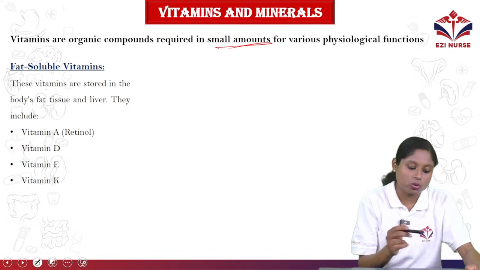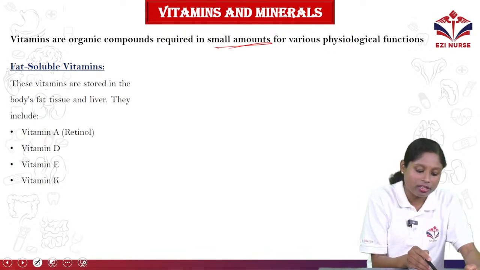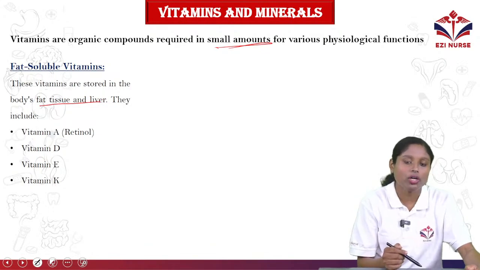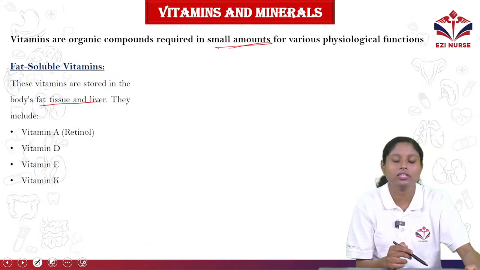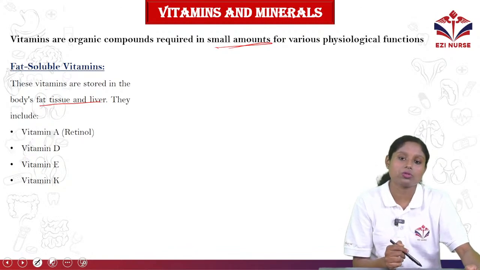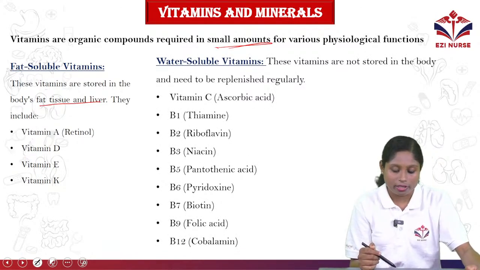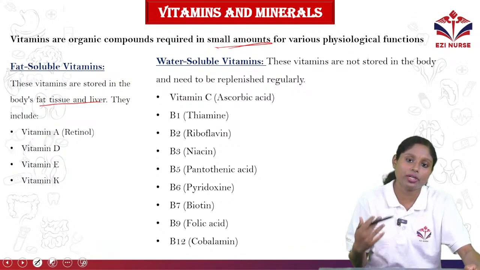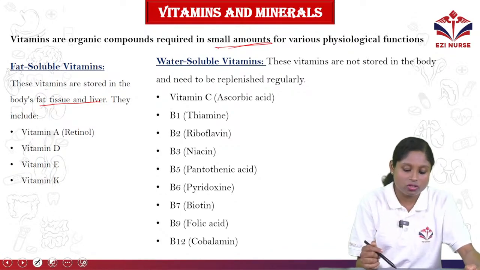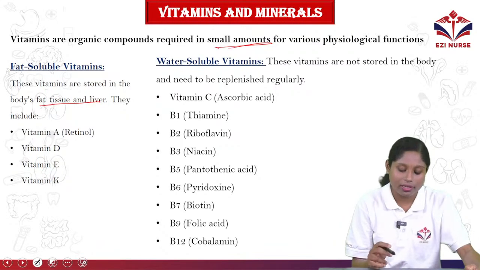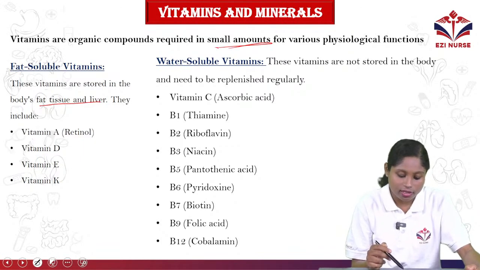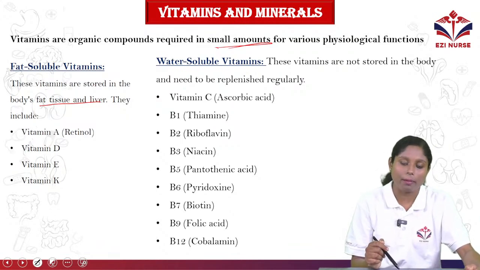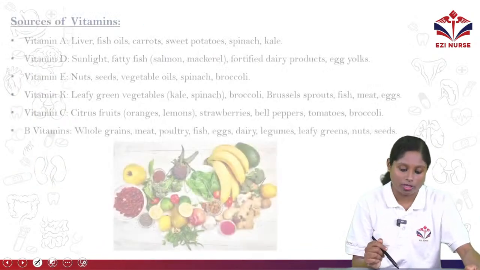Fat soluble vitamins. These vitamins are stored in the body's fat tissue as well as the liver. They include vitamin A, retinol, vitamin D, vitamin K and also vitamin E. Water soluble vitamins. These vitamins are not stored in the body and need to be replenished regularly, so we need to get them through our diet. Vitamin C, ascorbic acid, B1, thiamine, B2, riboflavin, B3, niacin, B5, pantothenic acid, B6, pyridoxine, B7, biotin, B9, folic acid and B12, cobalamin. These are the main water soluble vitamins.